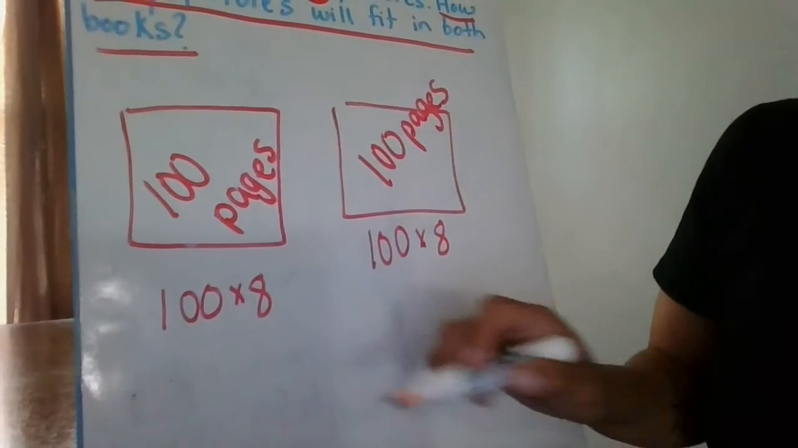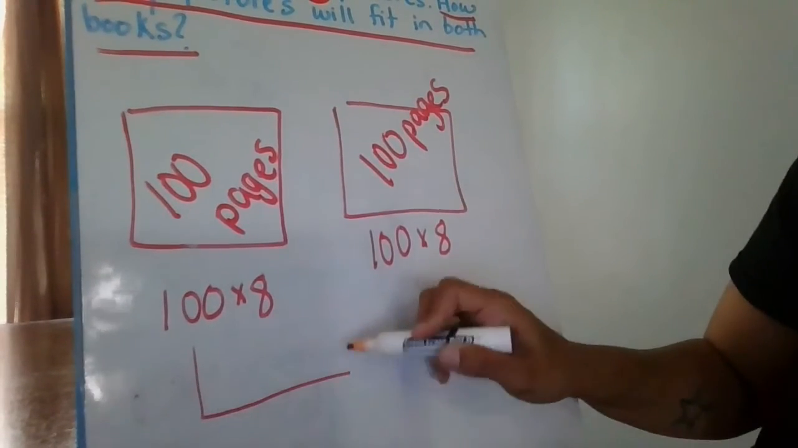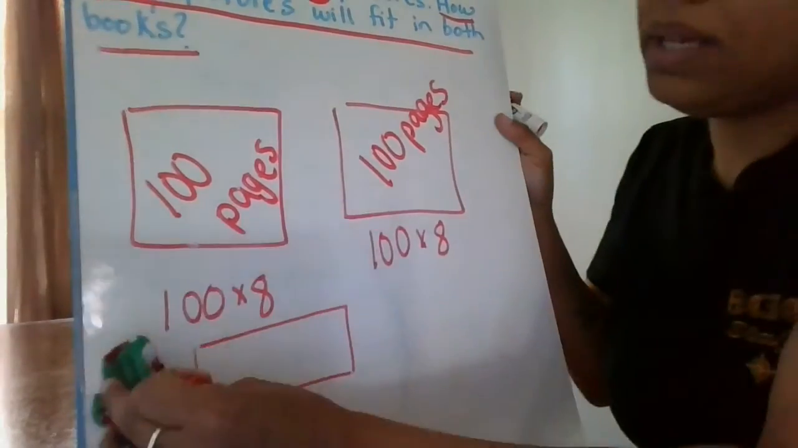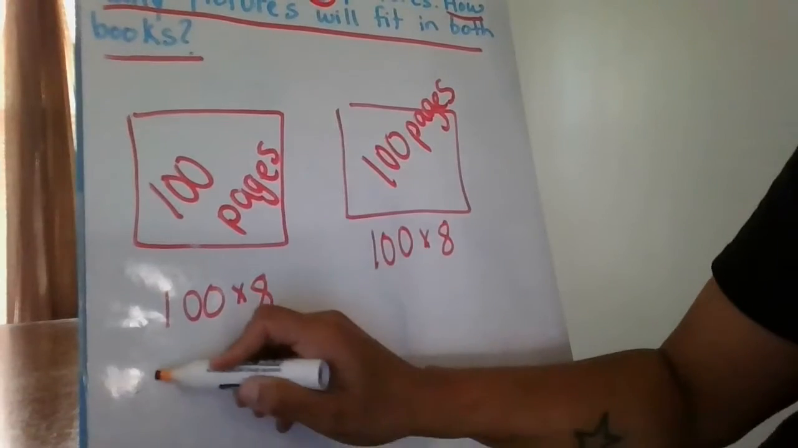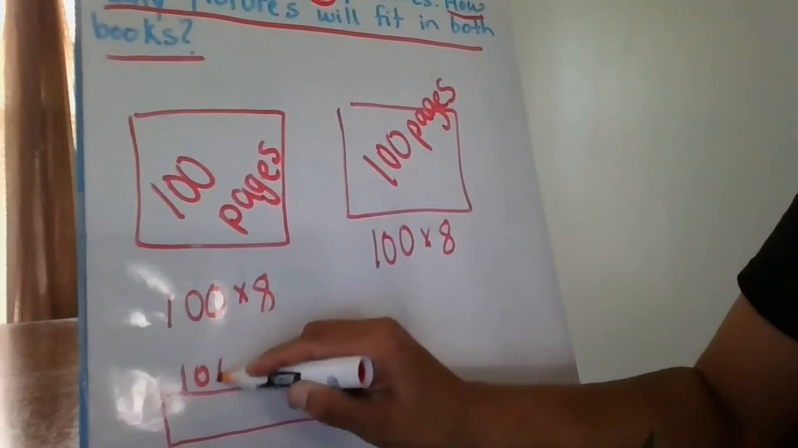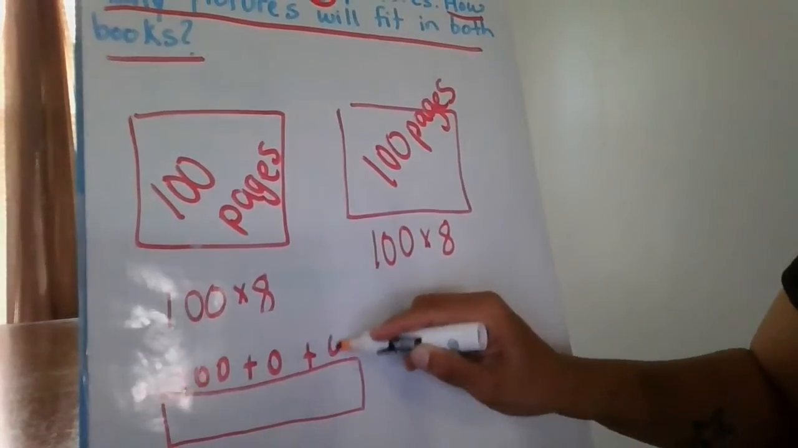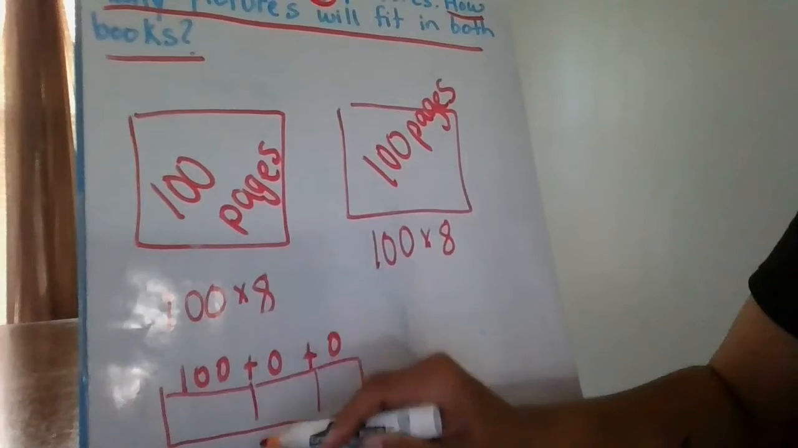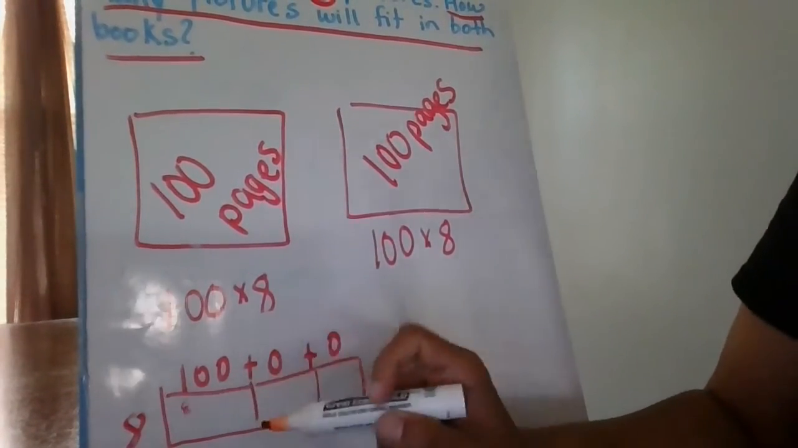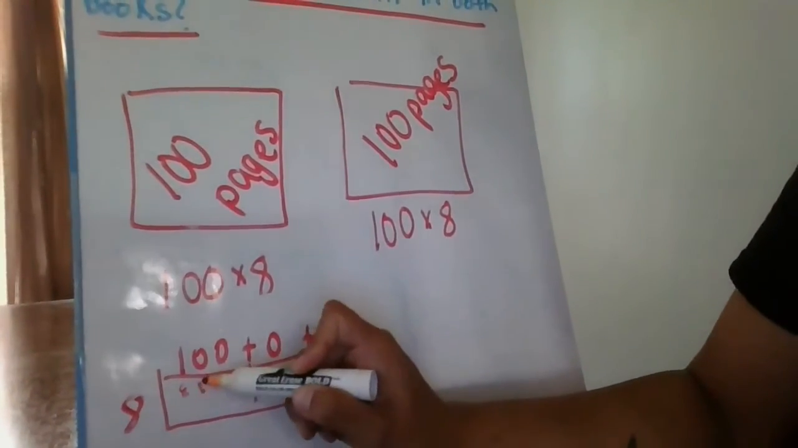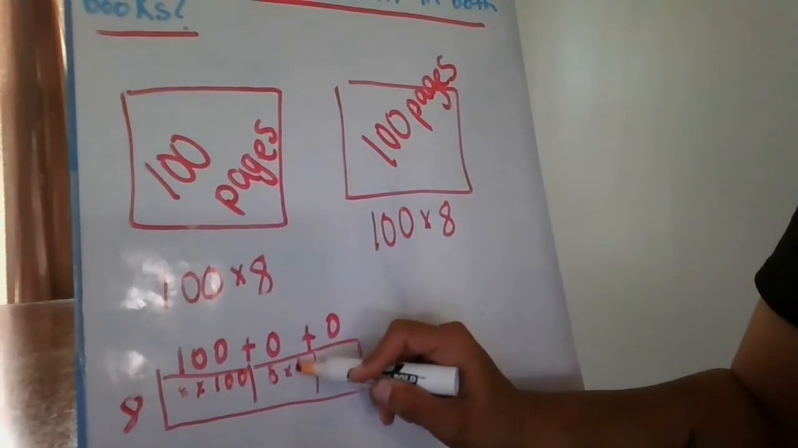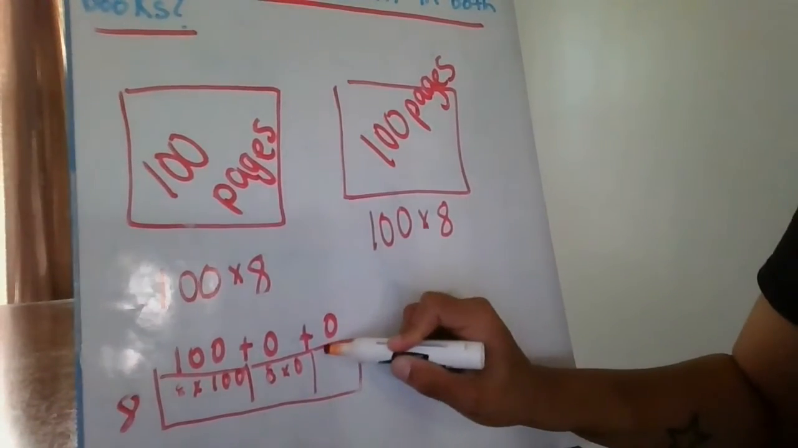So let's do it with the area model. Okay? And I break up 100. Let me get this drawn a little better. I break that up as 100 plus 0 plus 0. Draw my lines there. The value of 8 is 8. Okay? So 8 times 100. And I know I'm squeezing it in pretty small there, guys. I'm sorry. 8 times 0. And then 8 times 0.